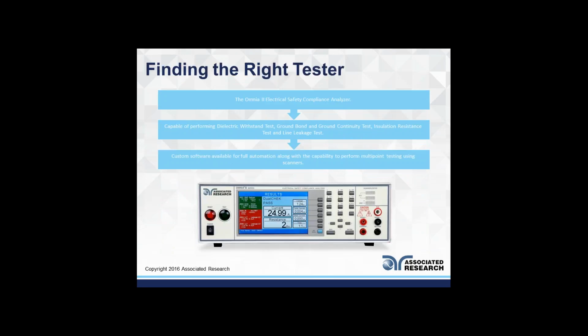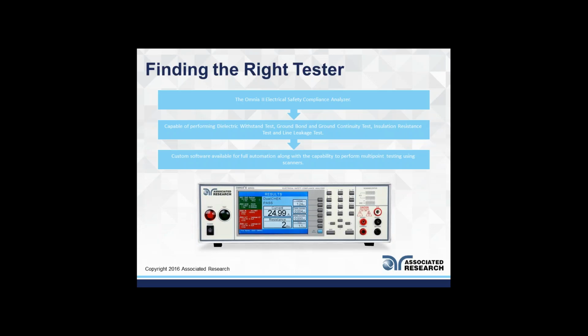So how do we find the right tester? Like I mentioned, the majority of you are already looking at the standards. The standards will dictate what kind of output currents you need, what kind of limits the tester needs to have, and what kind of tests you need to perform. If a standard requires you to perform all the test types listed here, your ground bond test, your high-pot test, your IR test, your line leakage current test, then you want to buy an instrument that is able to do all these tests at one time.